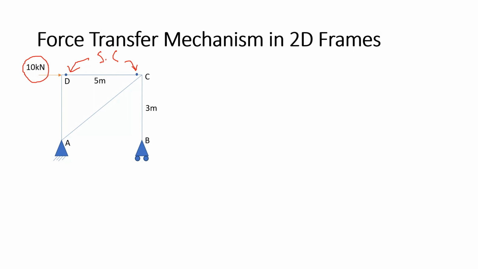Since support A is a pin support, we'll have a vertical reaction and a horizontal reaction, and at support B we will have only a vertical reaction since it is a roller support. Now applying equilibrium conditions, summation of Fx is equal to 0, so HA plus HB is equal to 10 kN. Since HB is equal to 0, HA is equal to 10 kN.